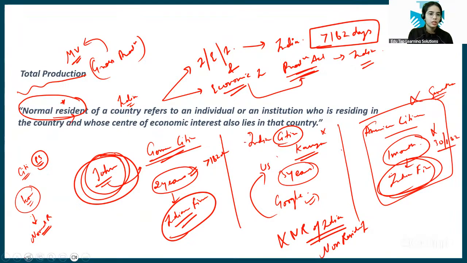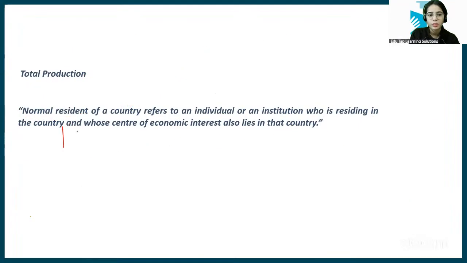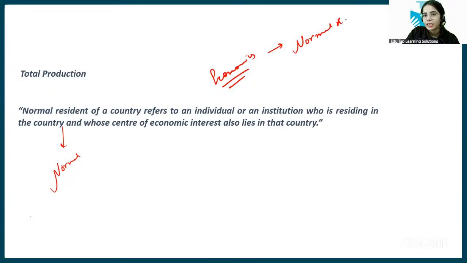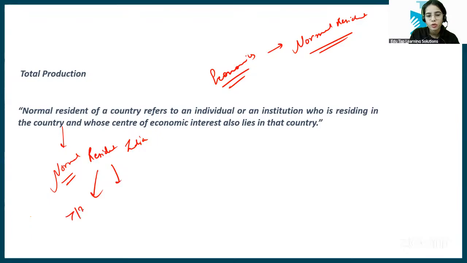Let me reiterate this so that even students who have never studied this concept can understand. In economics, we do not care about citizenship. We care about normal resident status. Normal residents of India are those who fulfil two conditions. They are residing in India for more than 182 days, and their economic interests, that means their production activities, are also happening in India.